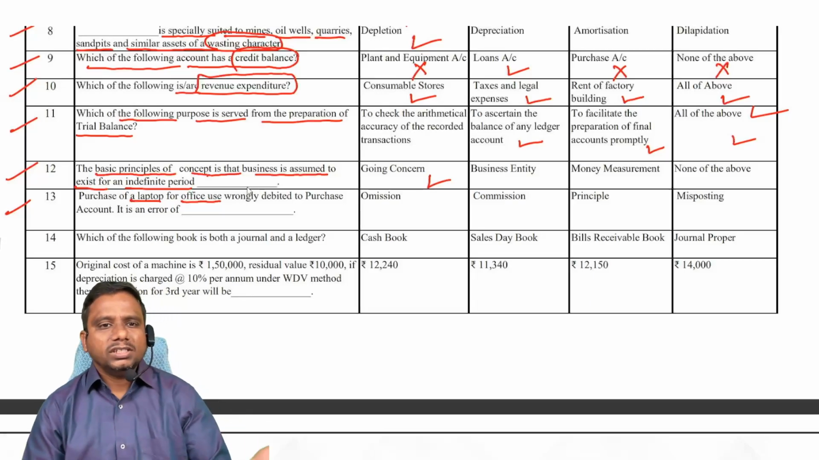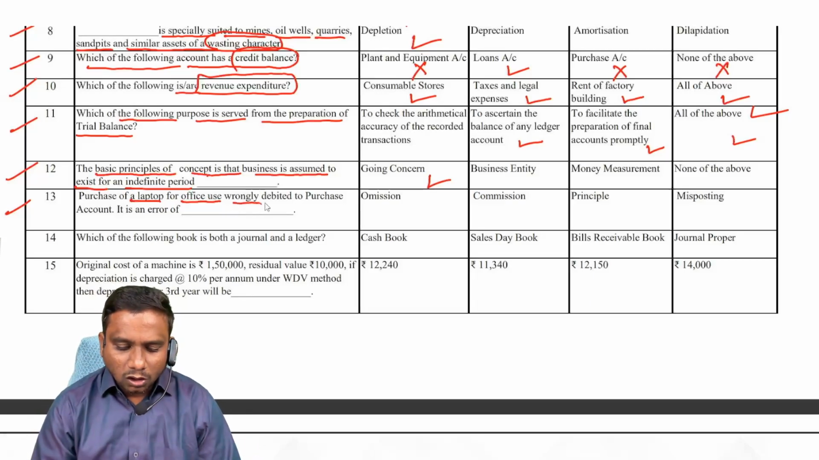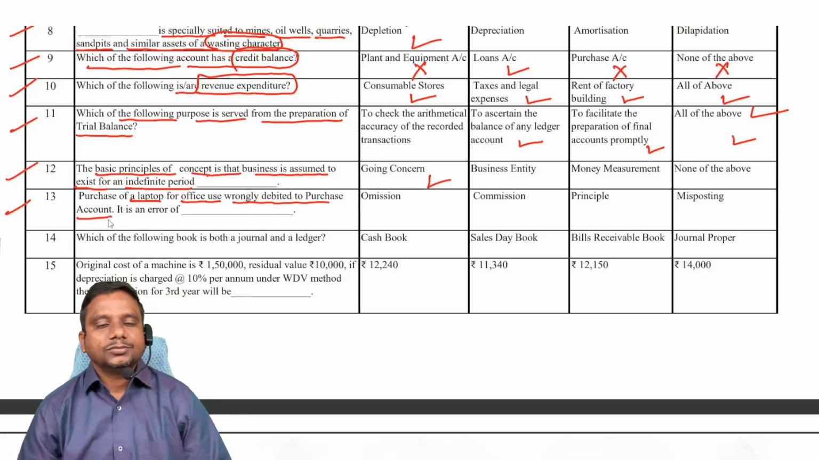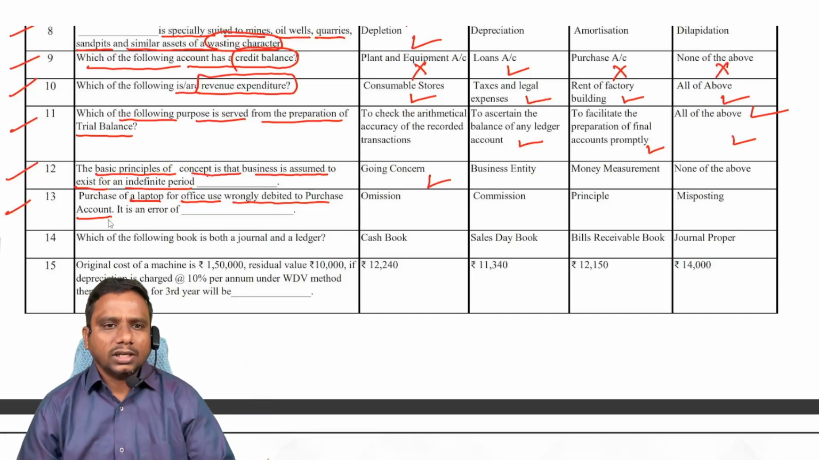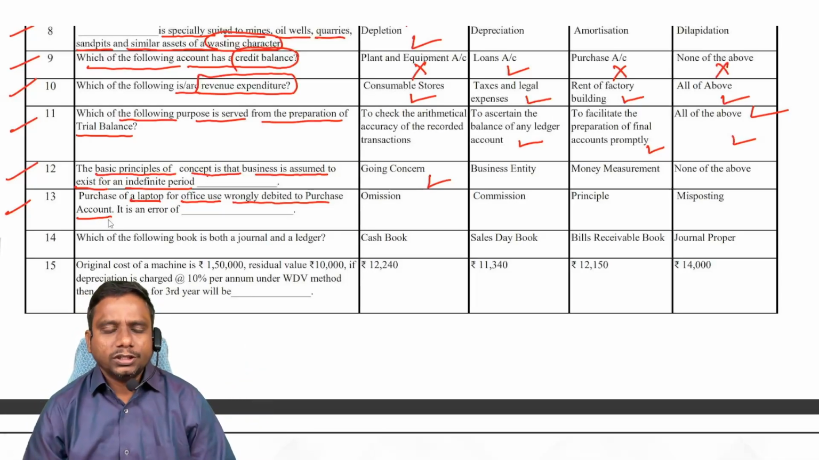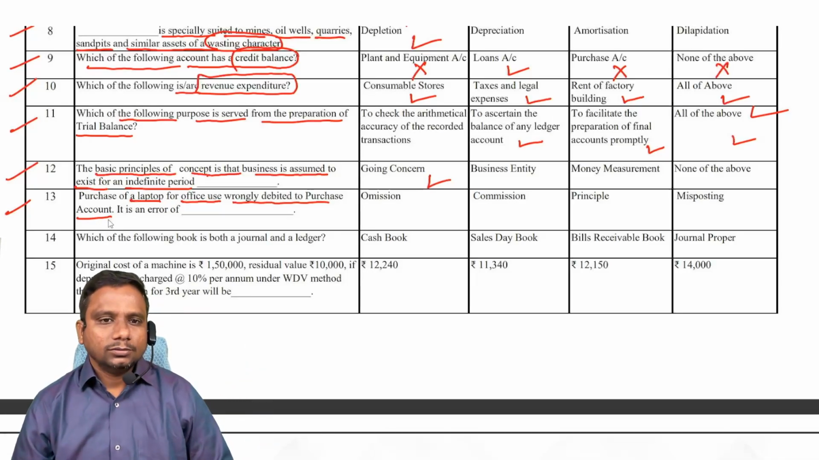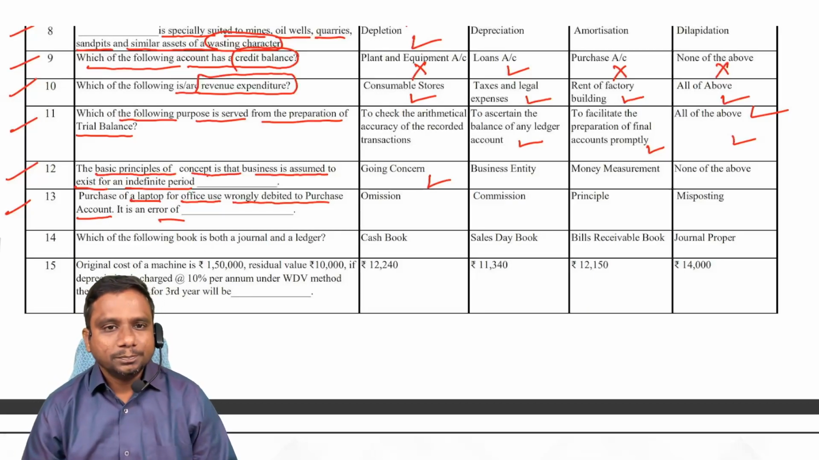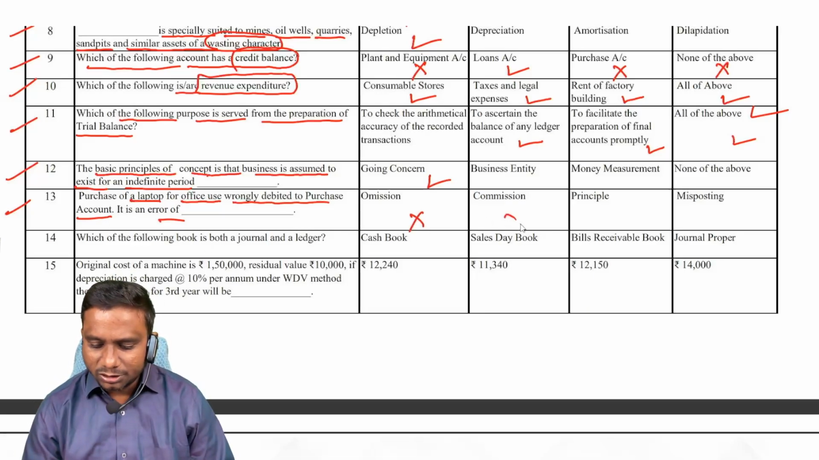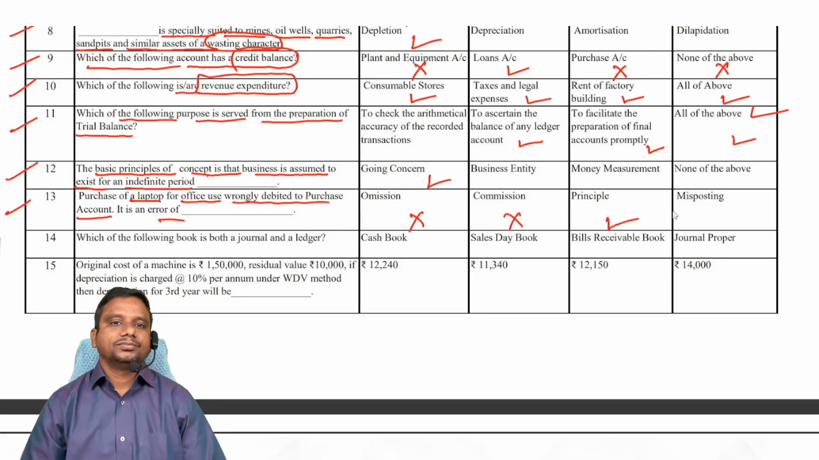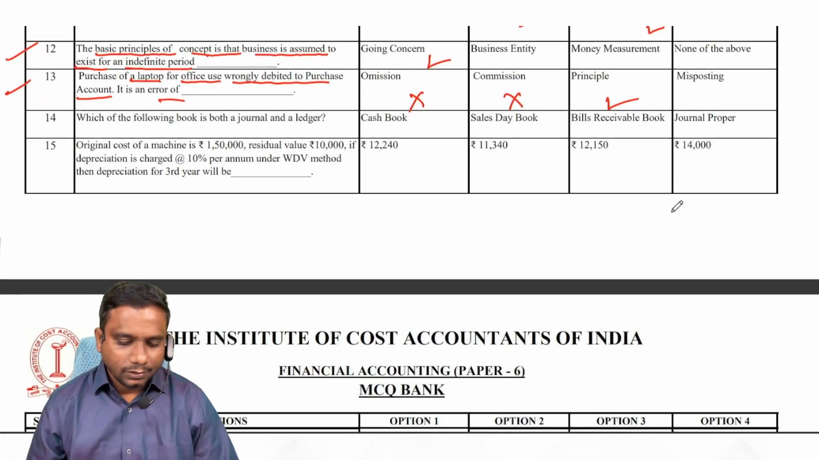Purchase of a laptop is an asset, for office use. Wrongly debited to purchase account. So instead of debiting electronic items, that means laptops, computers, they debit purchase account. So this is the error of principle. Yes. So omission no, commission no, principle yes. So option C is the correct option.